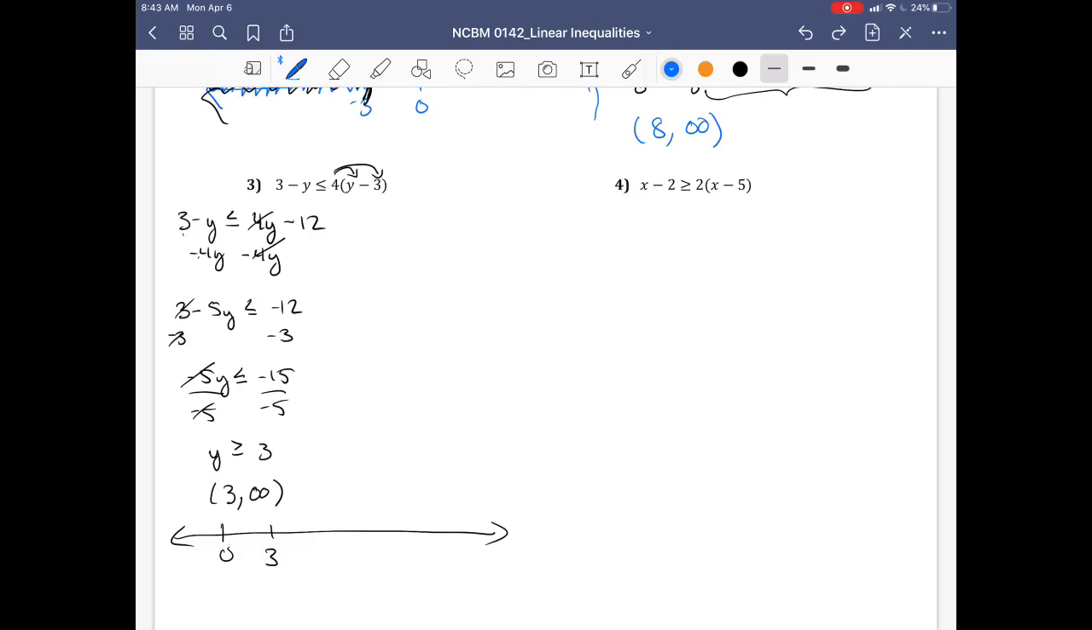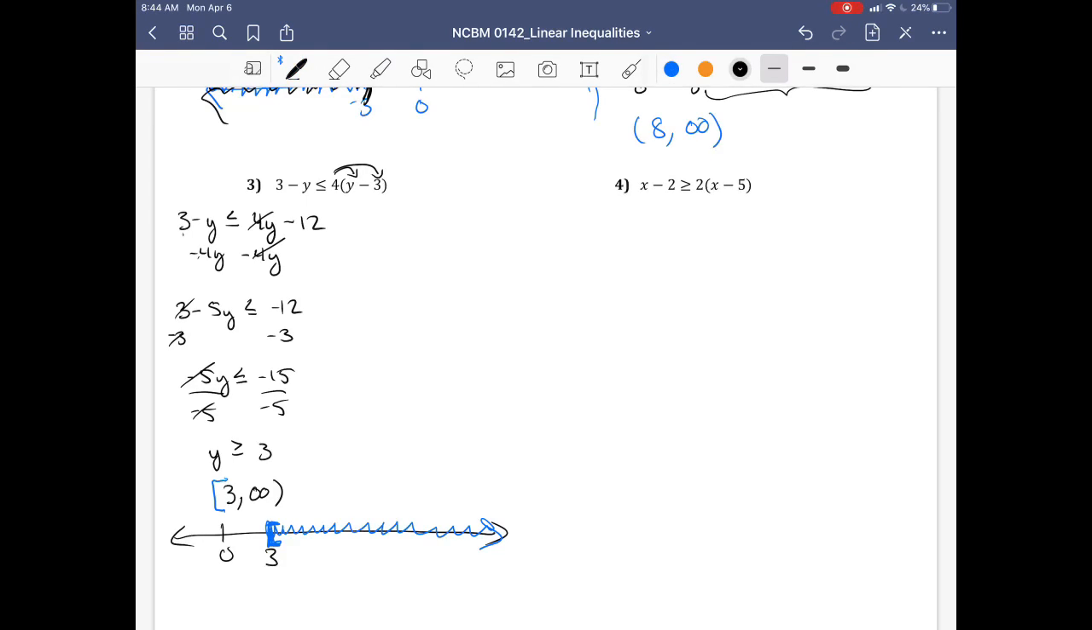Sorry, this will not be a parentheses. This is going to be a bracket, and it's going to go this way. So that means that I have to correct this, and this is a bracket too. Notice how infinity stays with a parentheses. That's because we don't know. Infinity is a concept, not a number. We don't know where it's going to end, thus we can't make it a bracket.